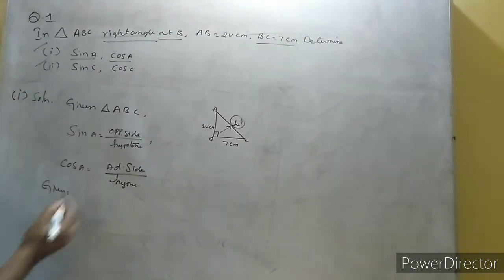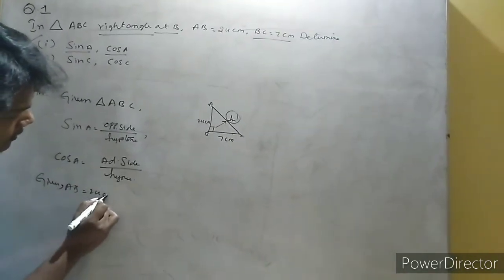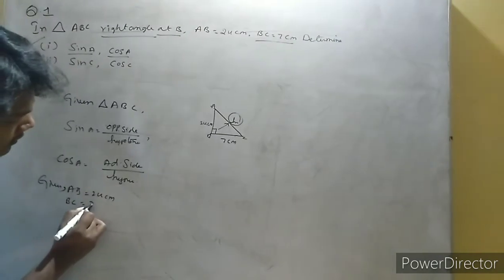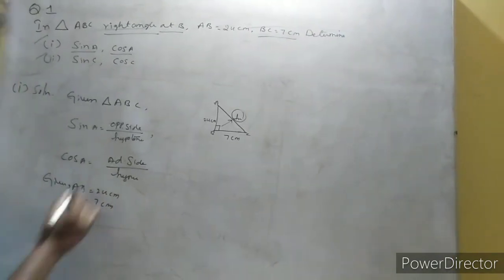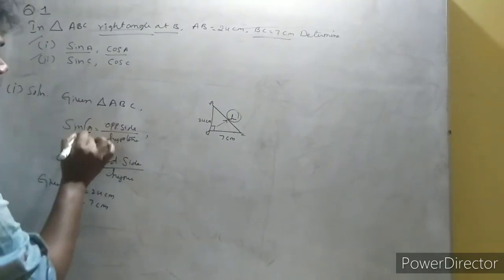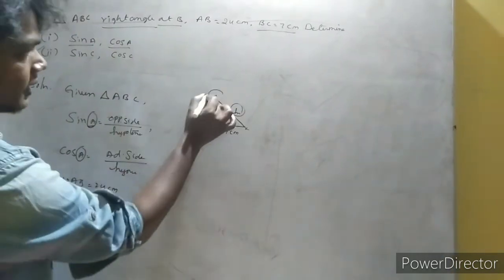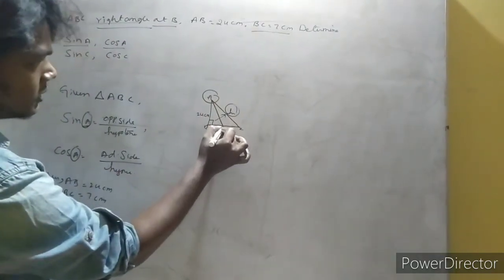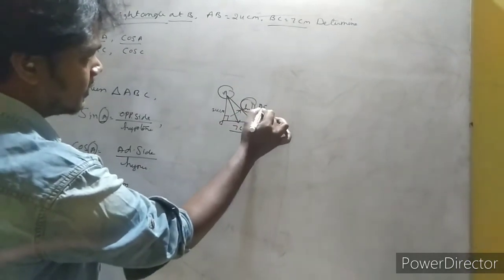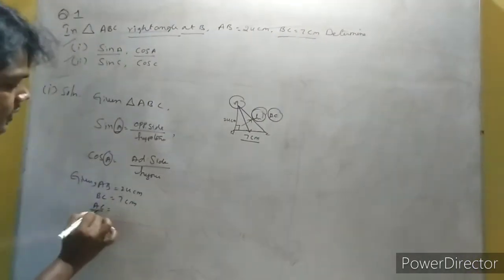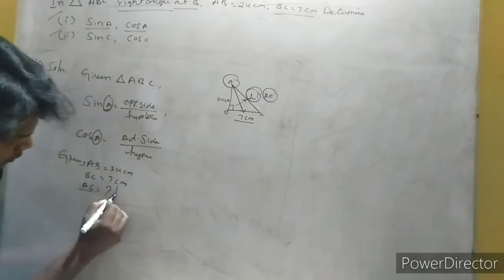So which ones are given? AB equal to 24 centimeters, BC equal to 7 centimeters. Then find the AC. Why? Because they ask sin A and cos A, which means angle at A. So this is A. This one is the opposite side, but the hypotenuse, AC, we don't know. That's why we find the AC. Our AC means hypotenuse.